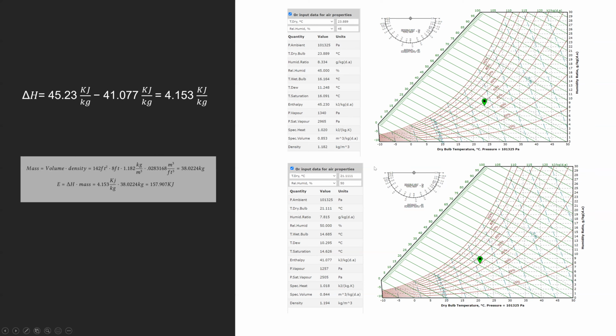And the same thing with the ideal, which is 70 degrees and 50% humidity. That has about 41 kilojoules per kilogram. So if you subtract those, the delta H in enthalpy will be about 4.153.